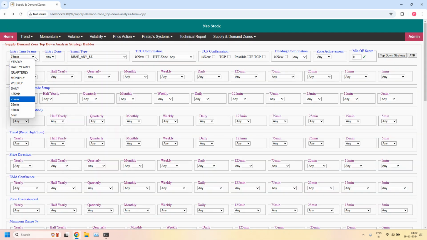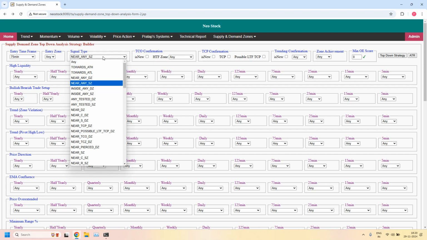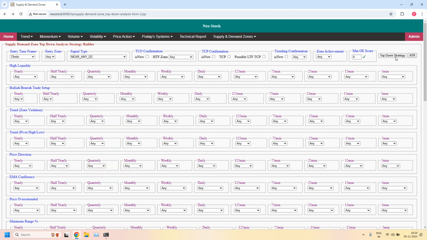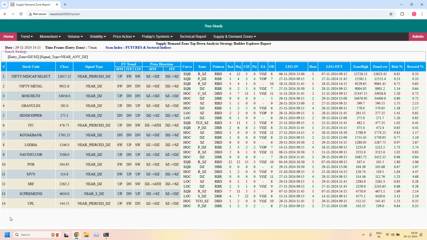Entry time frame 75 minutes. Let's find the stocks near to the 75 minutes demand zone. We got 14 stocks. Out of these 14, we can find some high liquidity 75 minutes demand zone. Let's verify.